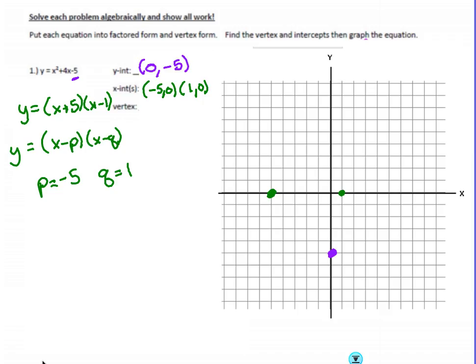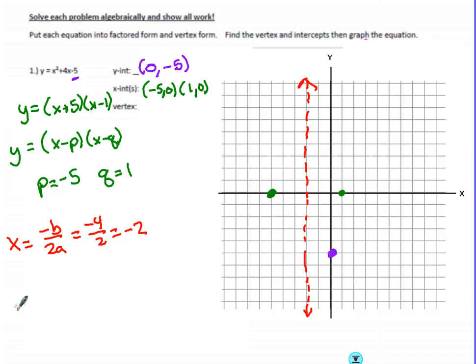So to wrap it up, we need to find the vertex. In order to find the vertex, we could use standard form. Again, the x value of the vertex is negative b over 2a, which would be negative 4 over 2, which is negative 2. So at x equals negative 2, we have the axis of symmetry. This is the line about which the parabola will be symmetric.